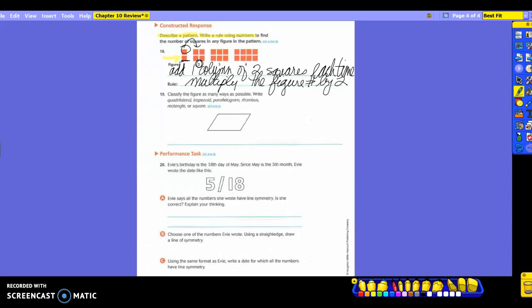All right, let's look down at number 19. It says to classify this figure as many ways as possible. You're going to write quadrilateral, trapezoid, parallelogram, rhombus, rectangle, or square. Now, can you cross off things you know that they are not right now by looking at it? So, which ones can I cross off?